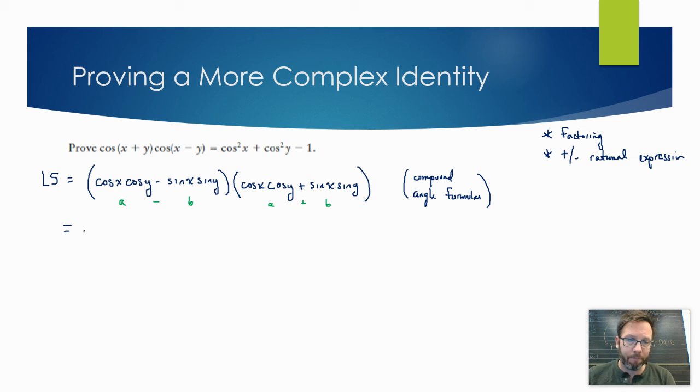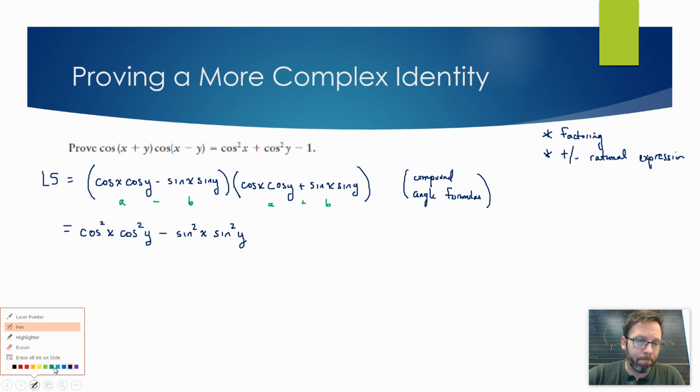So we're going to get cosine squared x times cosine squared y. And we're going to get minus sine squared x times sine squared y. All right. And again, that is just using a difference of squares pattern. That gives you a squared minus b squared.